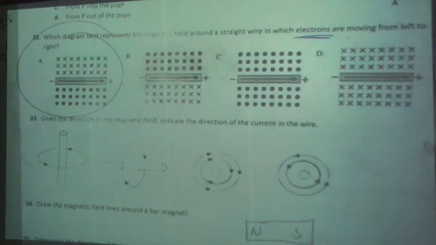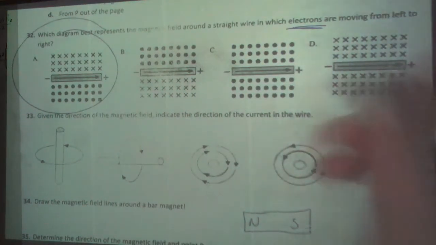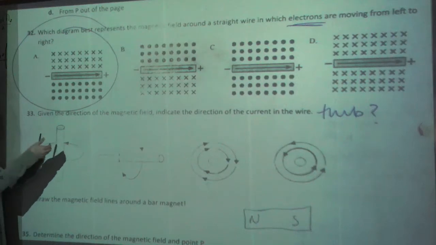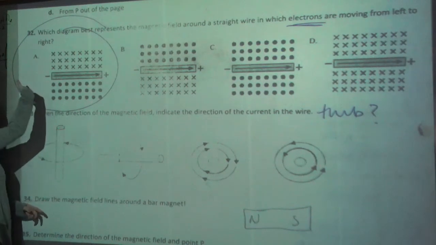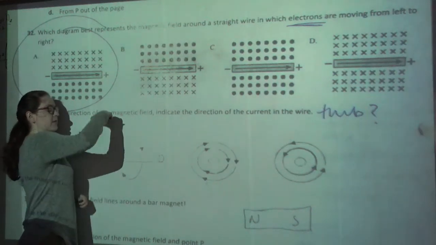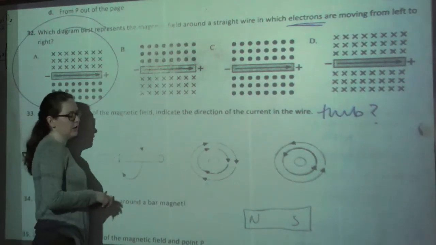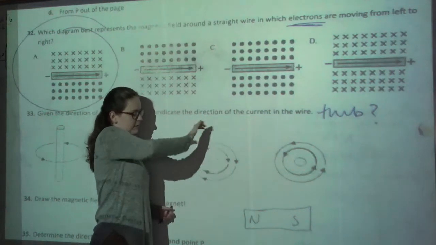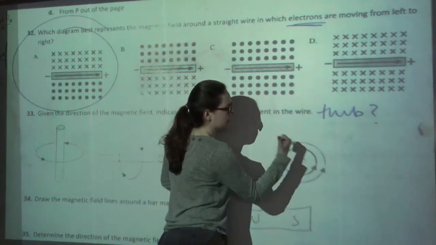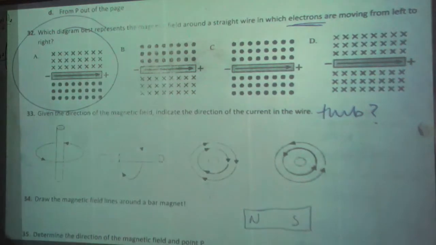Given the direction of the field, determine the direction of the current. So I'm looking for what my thumb is going to be doing. Here, my fingers are going to the right in the front and to the left in the back, so I'll use my thumb pointing up. Here, my fingers are pointing up in the front and down in the back, so I'll use my thumb pointing to the left. Here, my fingers are going around like this, so that leaves my thumb pointing into. And then here, my fingers are going around like this, so that leaves my thumb pointing out.